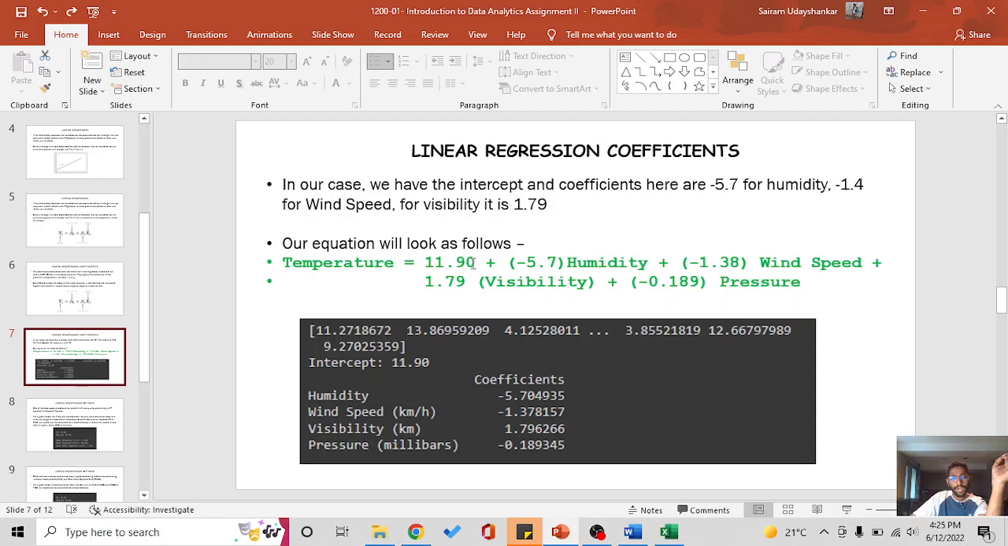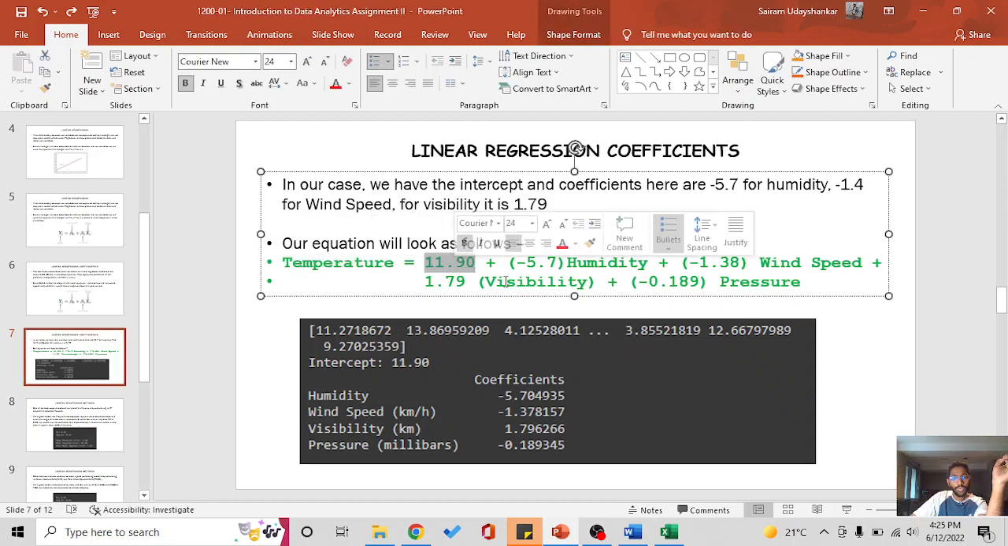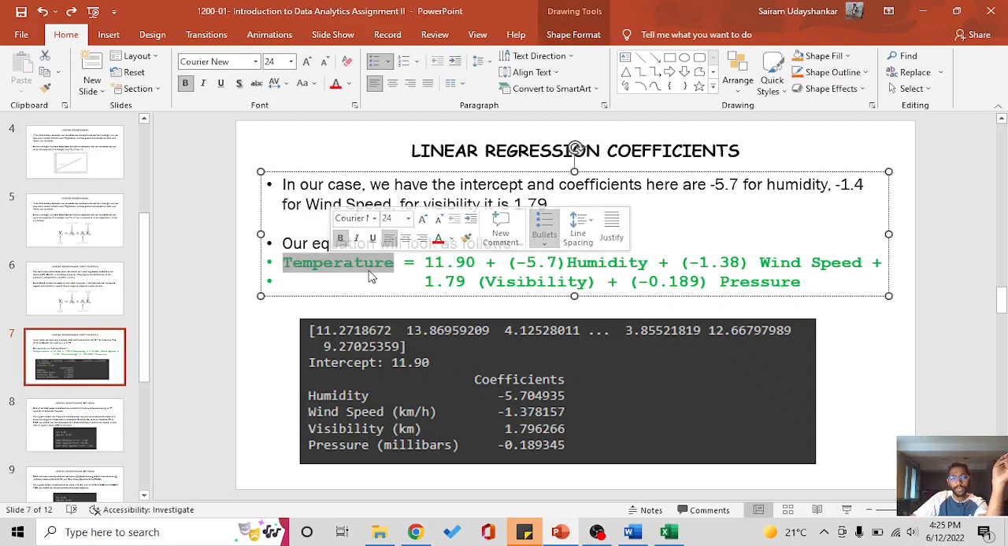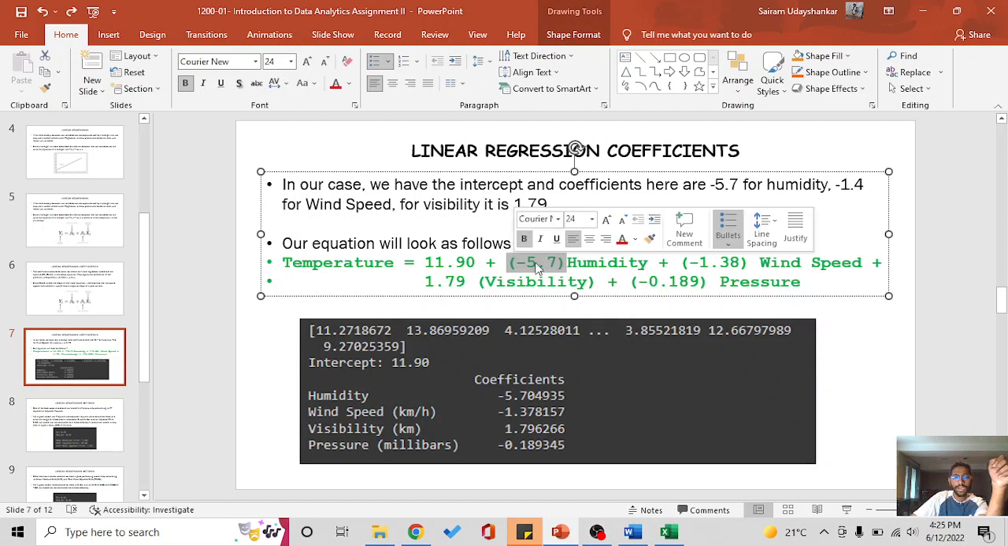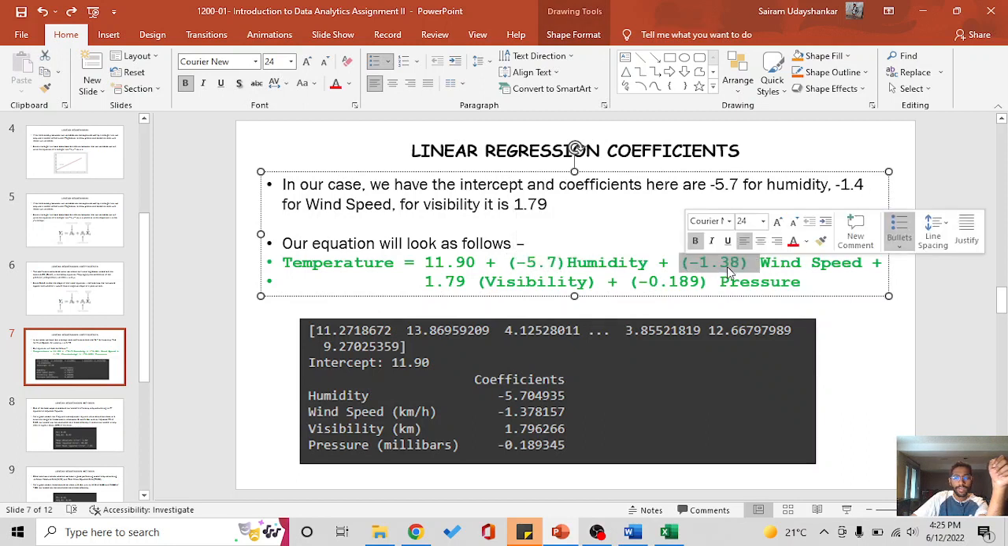So our linear regression model is something like this. Temperature is the dependent variable, the y for us, and it depends on all of these variables, and this is the y-intercept shown as the result of the function, and these are our slopes for each of these lines.